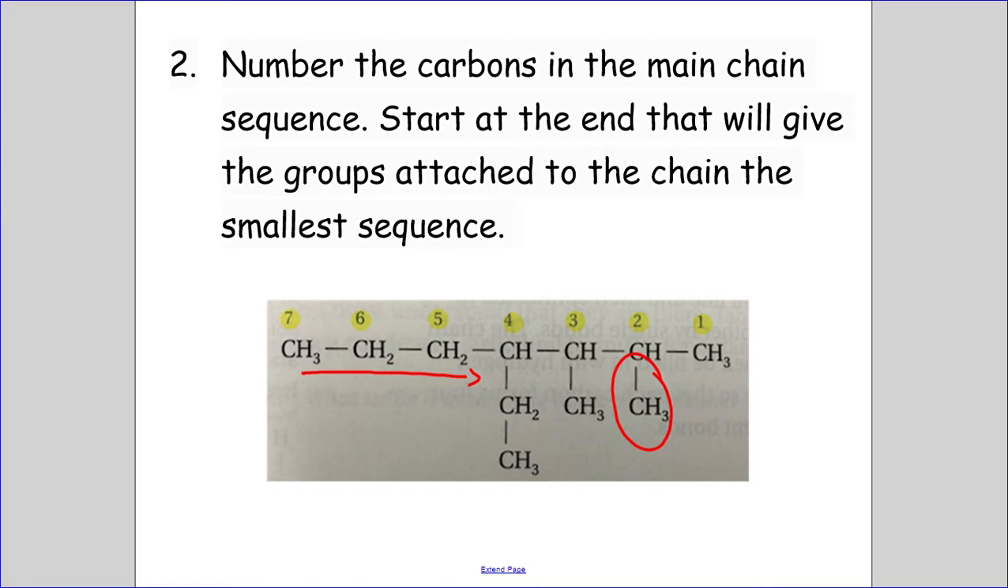If I were to number these off from left to right, the problem I run into is I don't hit my first branch until the 4th one. And part of rule number 2 is to start at the end. That will give the groups attached the smallest sequence. So I hit branch 2 first, so I'm actually counting from right to left and naming these things. So I've got my values here going from right to left.